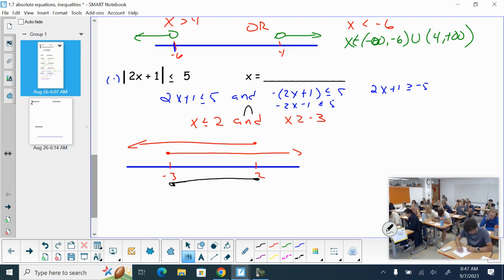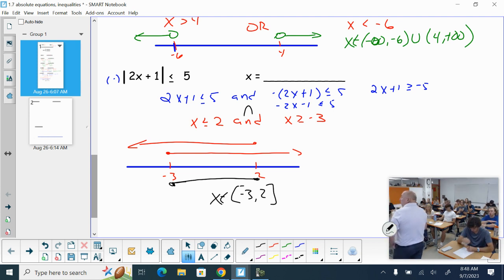Then we can go to our interval notation. x is a member of bracket -3, comma, 2 bracket. So we have brackets on each end to give us those closed intervals, from -3 to 2.